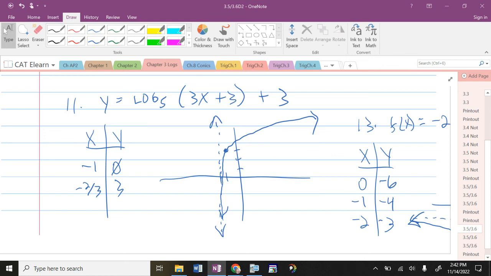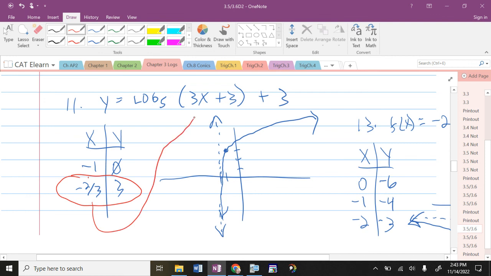Yeah. And then look at what I fancily plugged in. Whoa, why -2/3? What's -2/3 times 3? -2. What's -2 plus 3? 1. 5 to what power equals 1? 0. 0 plus 3 is 3. So that's that other point, but logarithms have vertical asymptotes.